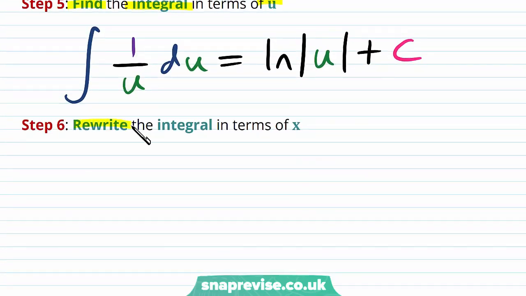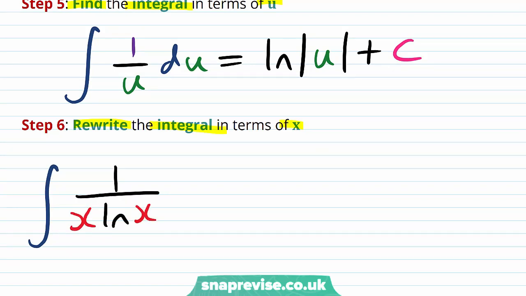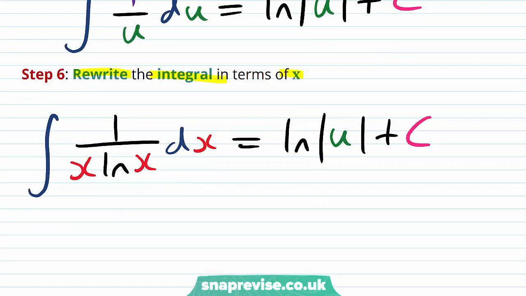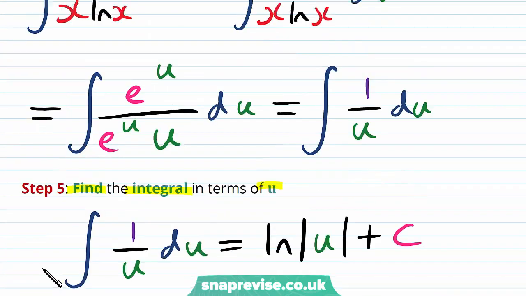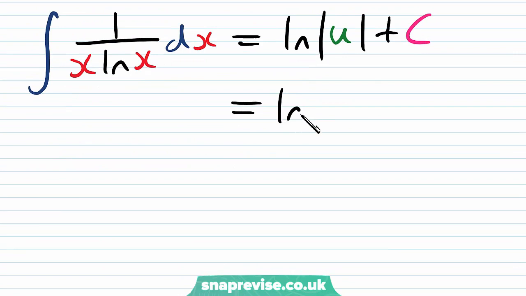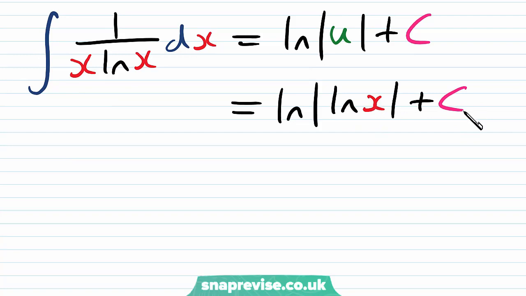Our last step is to rewrite the integral in terms of x. We were examining the integral of 1 divided by x multiplied by the natural logarithm of x, and then dx. This is equal to, we found, the natural logarithm of the modulus of u plus c. This is the time I guess it's quite useful to have it u in terms of x. And then we look at the above, and we see that we have u in terms of x, u is equal to the natural logarithm of x, and therefore we get the natural logarithm of the modulus of the natural logarithm of x, and then plus c. This is our final answer for the integral.